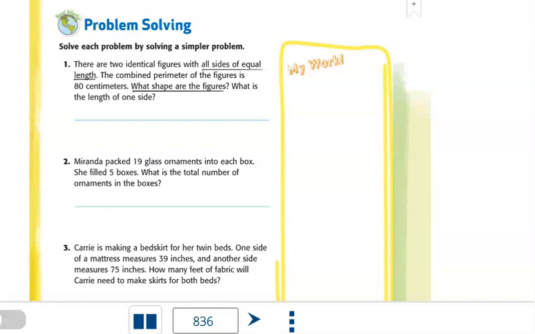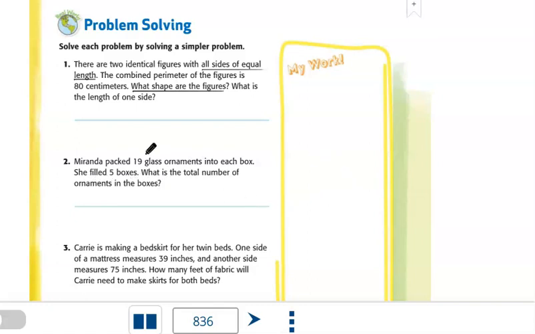Okay. Miranda packed 19 glass ornaments into each box. She filled 5 boxes. What is the total number of ornaments in the boxes? So you can either do repeated addition or you could do multiplication in order to figure out the total number of glass ornaments in all 5 boxes.